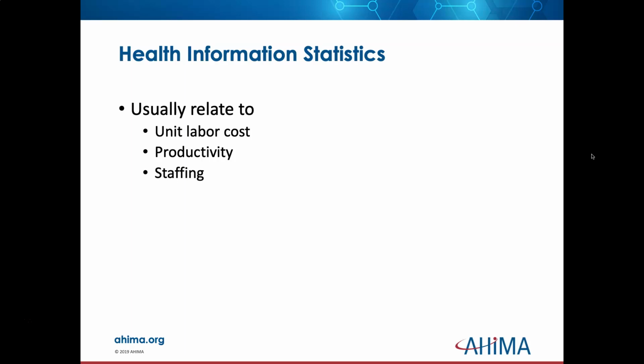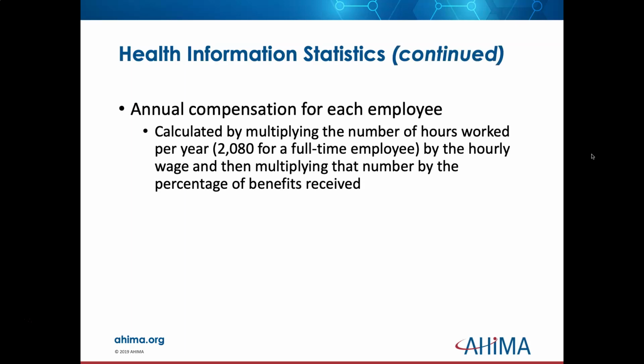Your book does a really great job of giving you examples. So again, I'm going to keep referring you back to your book for these. But one of the first things you need to know is, what is the annual compensation for each employee? This is calculated by multiplying the number of hours worked per year, and for a full-time FTE, that would be 2,080 hours, by the hourly wage, and then multiplying that number by the percentage of benefits received.